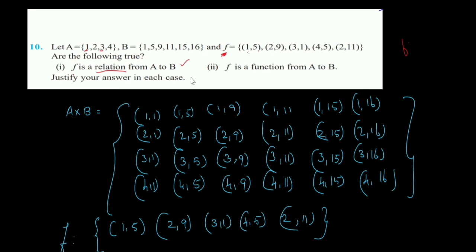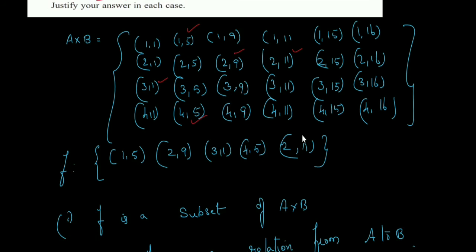Now we have to check if this F is a subset of this. That means we have to check that each and every element of F is present in A cross B. So 1,5, yes, it is there. 2,9, yes. 3,1, yes. 4,5, yes. 2,11, yes. So each and every element of F is present in A cross B.